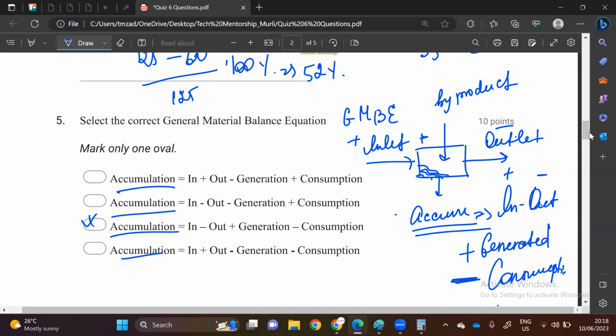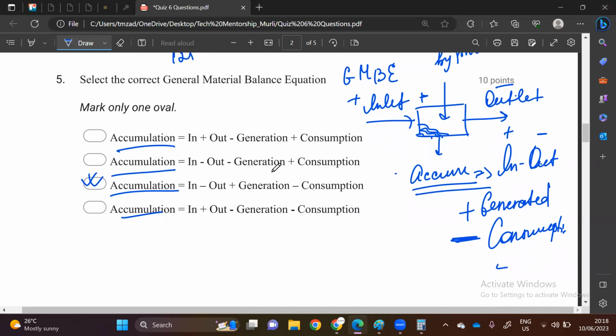This variant is C. We'll take this one. And also one more thing, most probably in the non-reactive systems, as you know, we'll just revise it. Generation is equal to 0. Consumption is equal to 0. You'll have only inlet and outlet, and their difference you'll be given as accumulation.